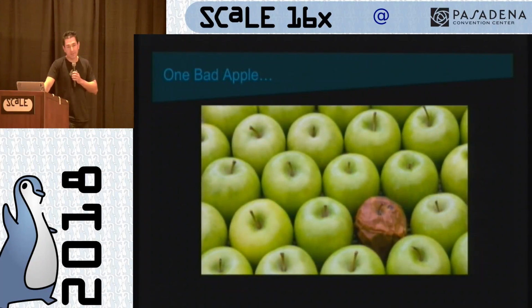And I kind of already alluded to this earlier. Ultimately, a single instance of a single microservice can actually spoil the entire bunch, right? How do we go about identifying that bad apple in the bunch?